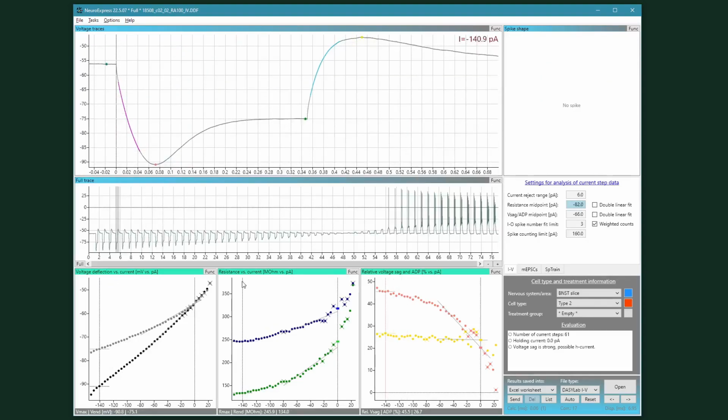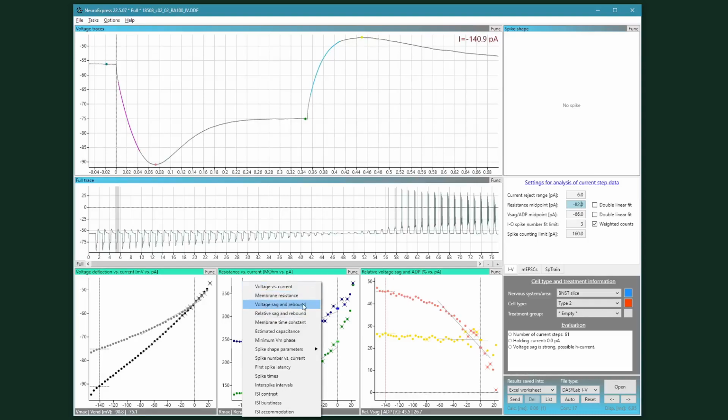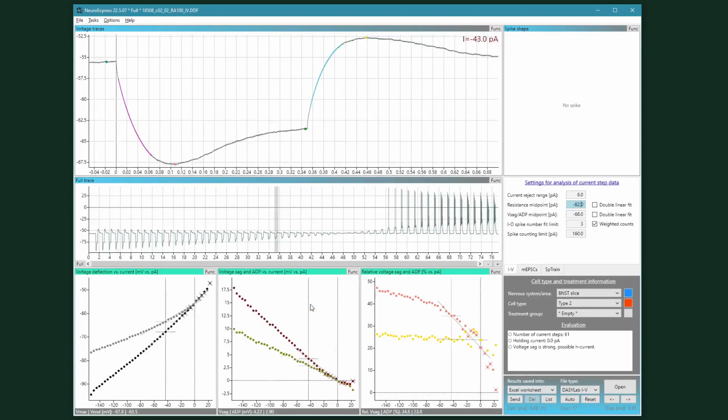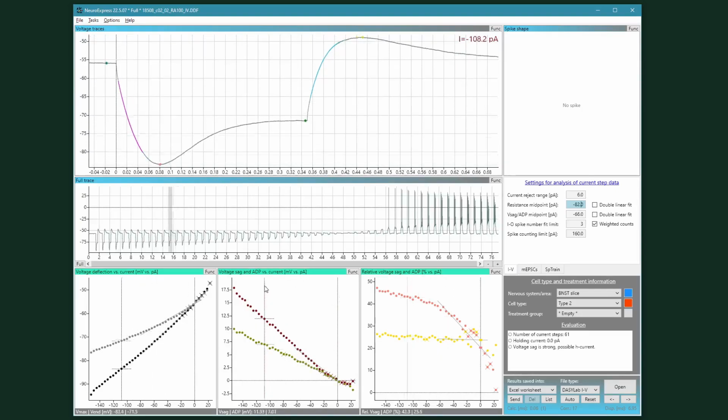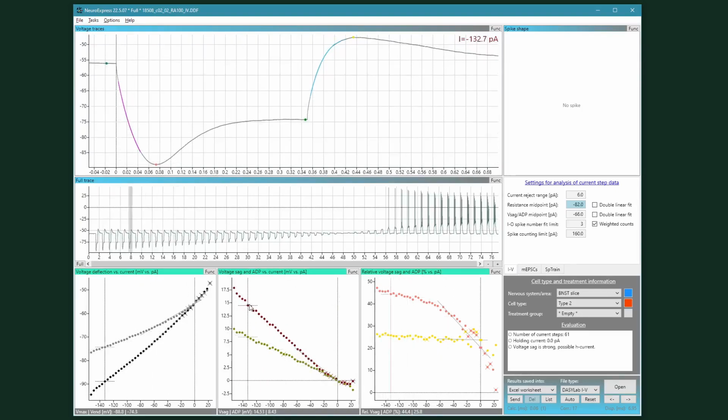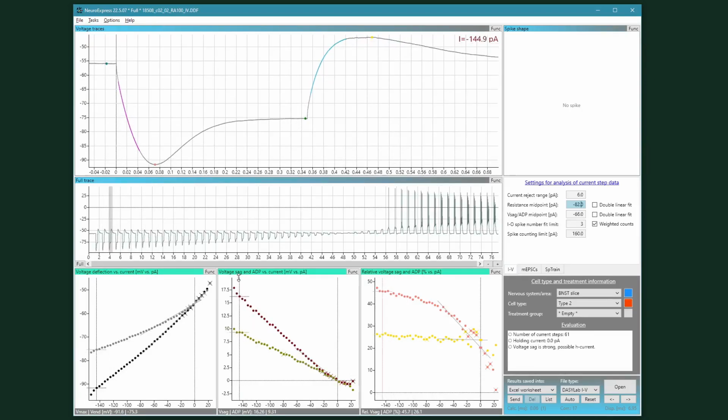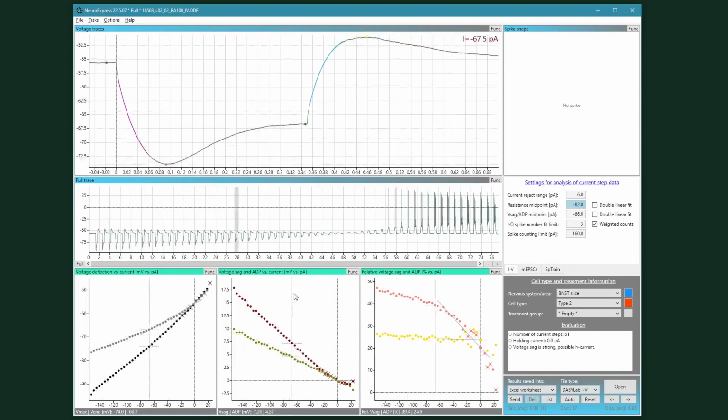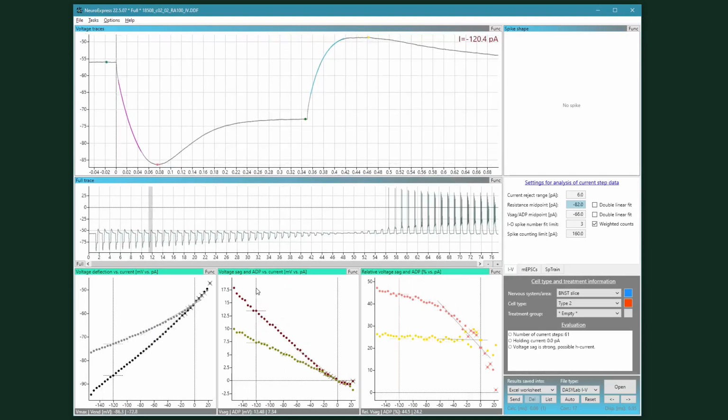And the voltage sag can be characterized by voltage sag and rebound versus current relationship, as shown here. So basically, we are just plotting the voltage sag as a function of the injected current. So these maroon colored symbols will show how much the membrane potential will depolarize after the maximum. So how much is the difference between the voltage at the green and the red locations. And this will also depend, of course, on the injected current level.